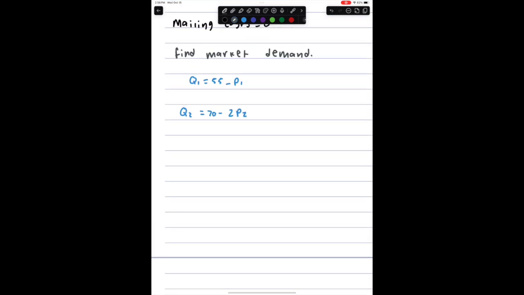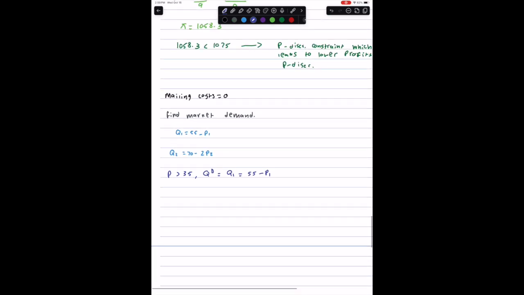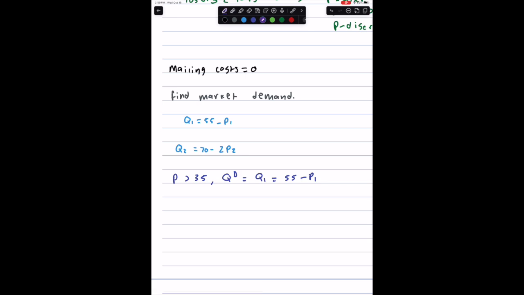We know that if the price is greater than 35, we know that the market demand is only going to be equal to 55 minus P1. We know market demand is going to be equal to Q1, which is equal to 55 minus P1. Well, how do I know that? We just sub 35 in. So if Q1 is equal to 55 minus 35, we know that Q is going to be equal to 20. There is demand in the first market.